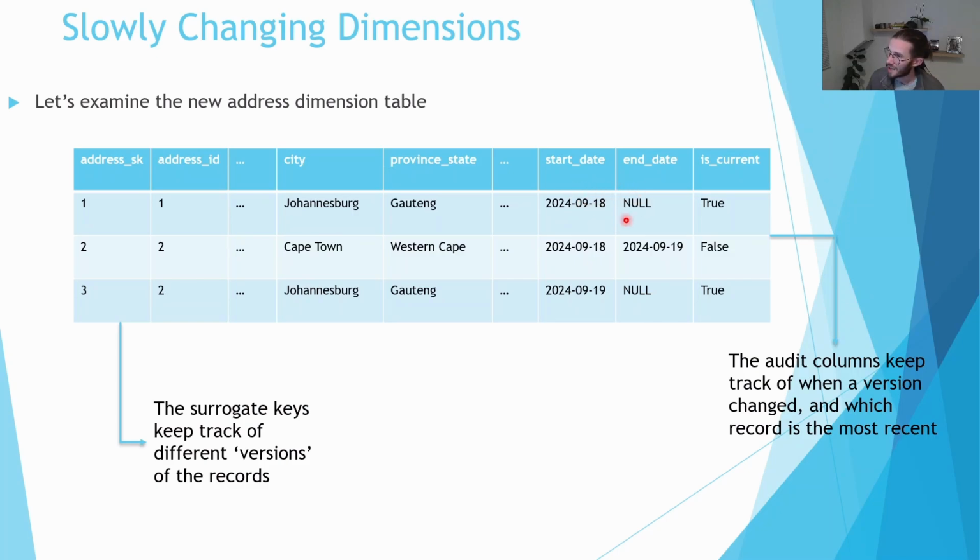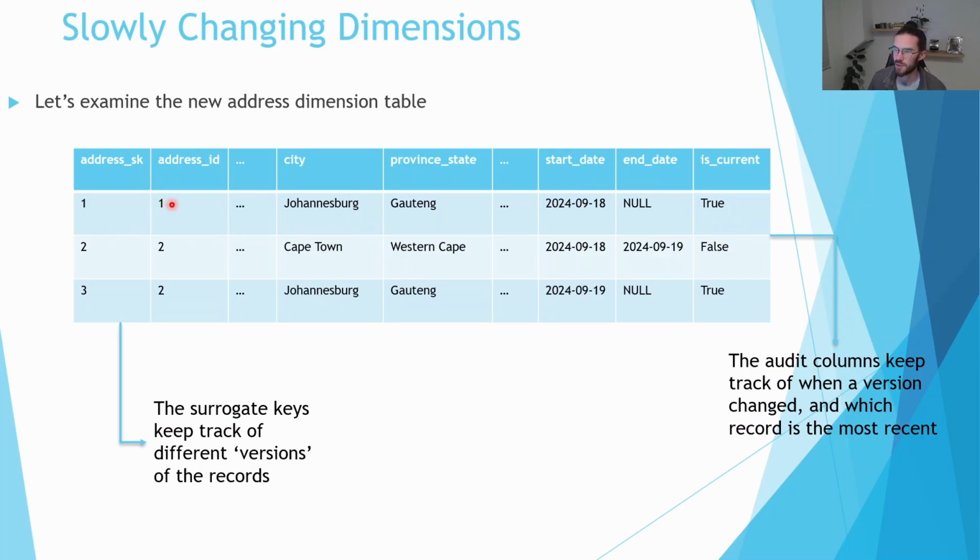And there is no end date, because the end date represents when this value for the record was outdated or changed, right? So this turns out to be the current value. In this first example, this is the one and only value we got for this particular address.